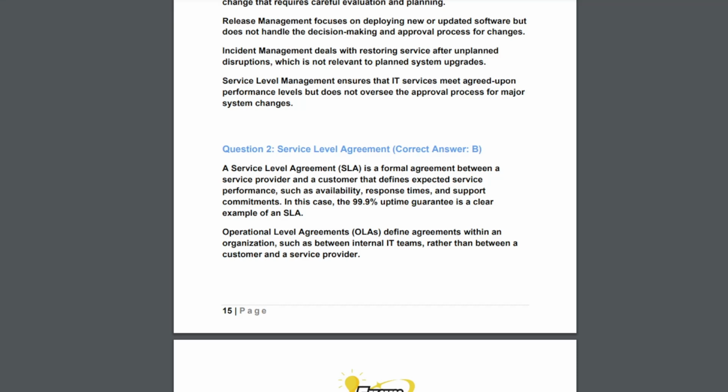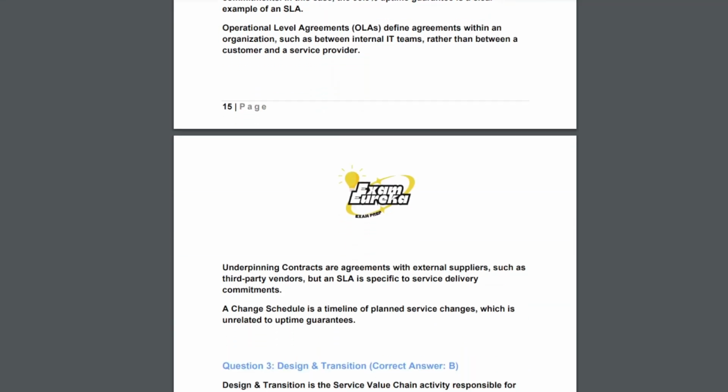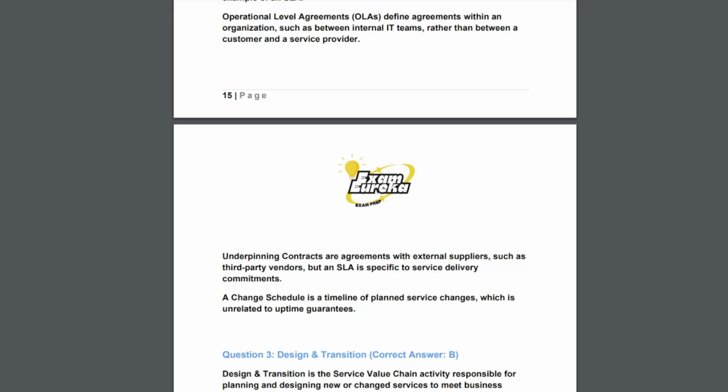Operational level agreements define agreements within an organization, such as between internal teams, rather than between a customer and a service provider. Underpinning contracts are agreements with external suppliers, such as third-party vendors, but an SLA is specific to service delivery commitments. And finally, a change schedule is a timeline of planned service changes, which is unrelated to uptime guarantees.